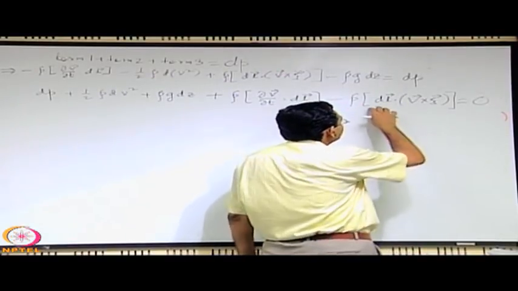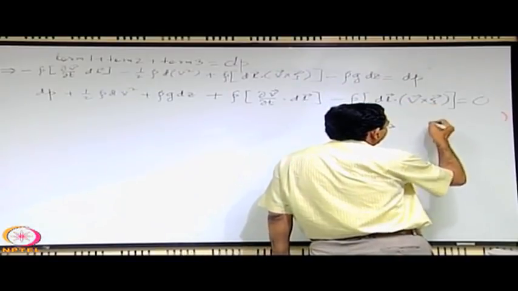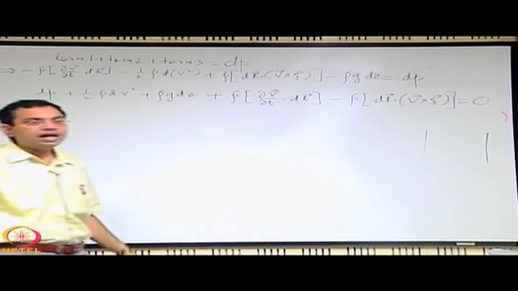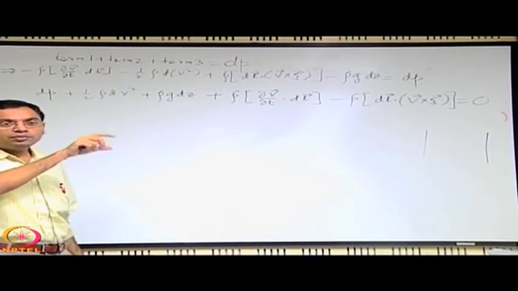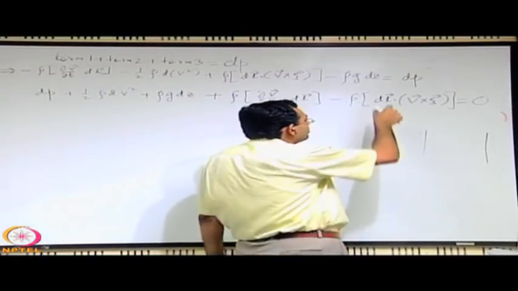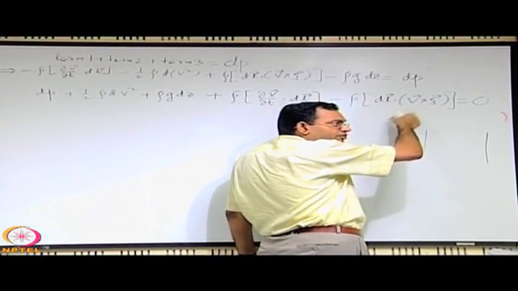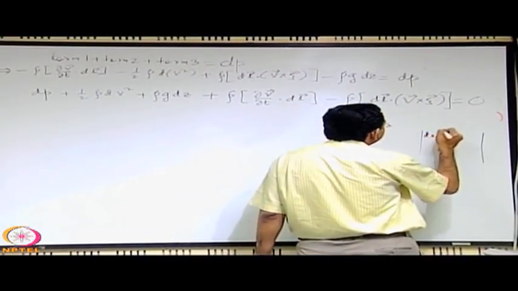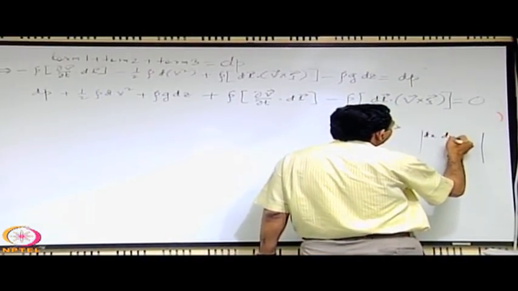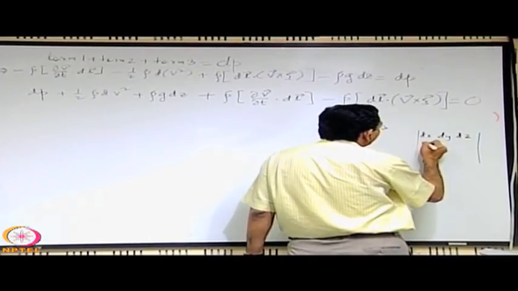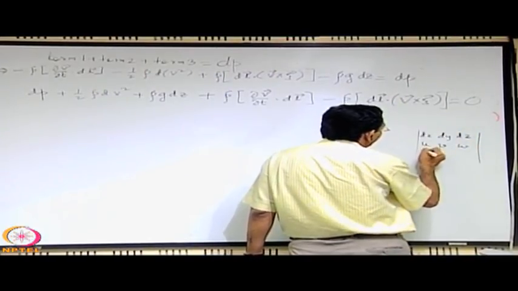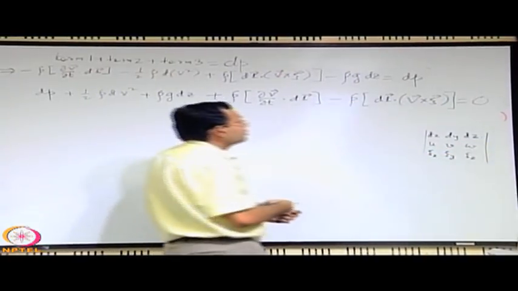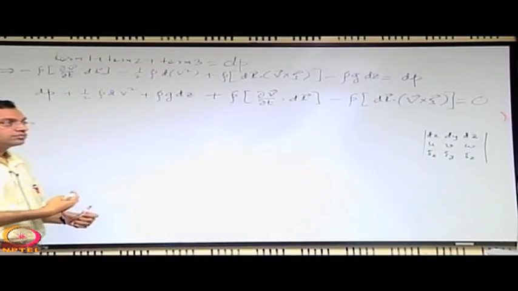What are the cases? If you write it in a determinant form, when you have such a scalar triple product, you can write it in terms of determinants where each row of the determinant will represent the components of the vectors taken in the particular order. So, you have for dl, dx dy dz, for v you have u v w, for the vorticity you have, okay.